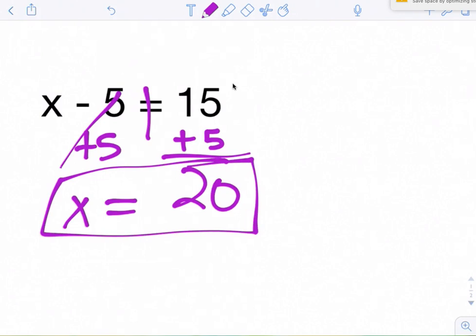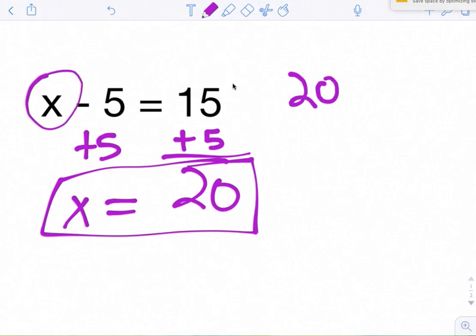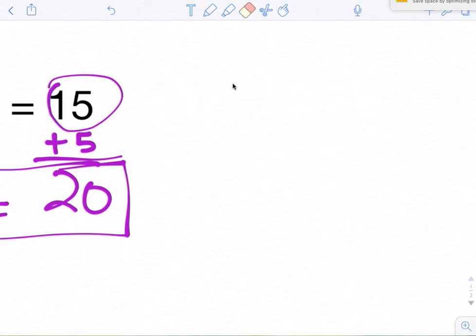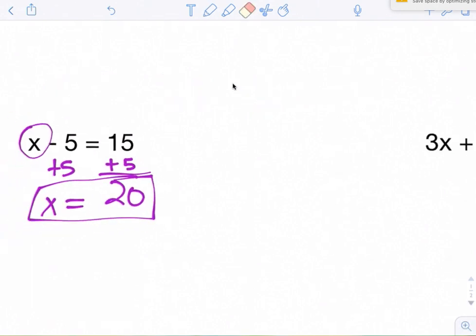And let's see if that makes sense. So let's get rid of this and let's write 20 in the place of our x minus 5. Well, what does that equal? 20 minus 5 equals 15. So we were right. And that's how you would check it if you needed to check it.